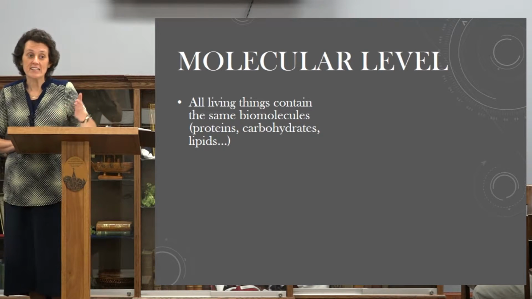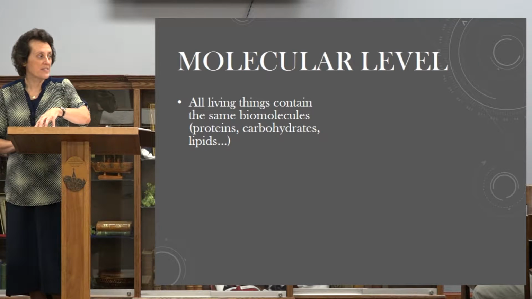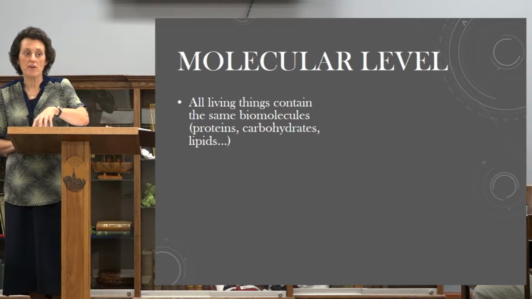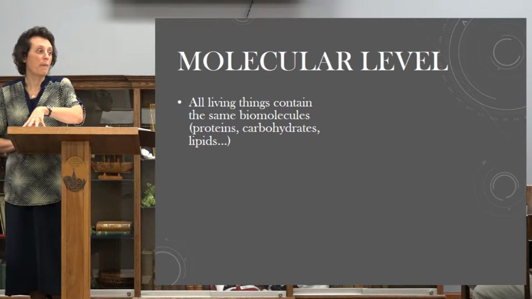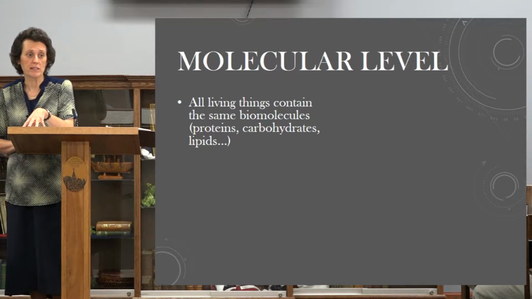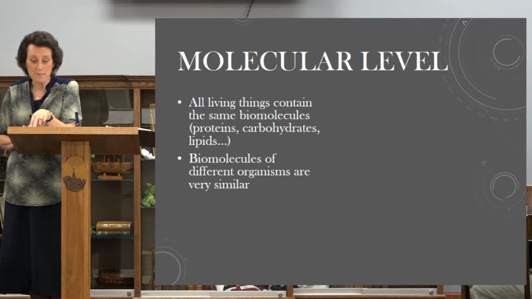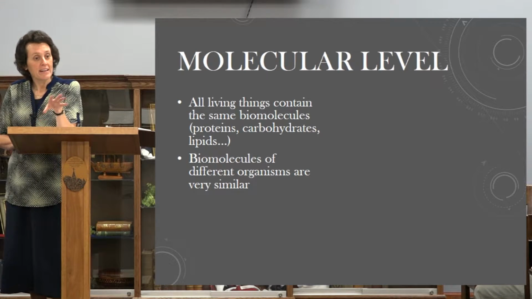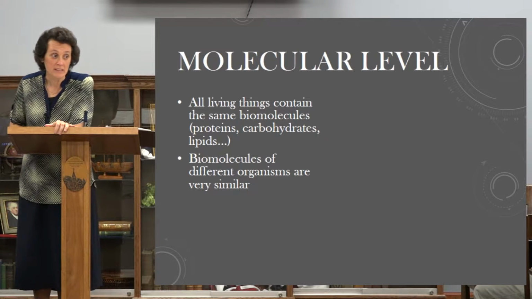But just like all living things are made up of cells, those cells are made up of the same compounds. They are very complex. They're called macromolecules or biomolecules because they are associated with living things. They include proteins, carbohydrates, lipids. And whether it's a human cell, a plant cell, an animal cell, whatever it is, those biomolecules are essentially the same.